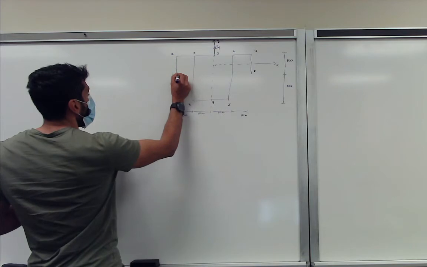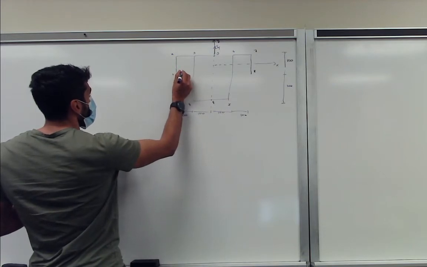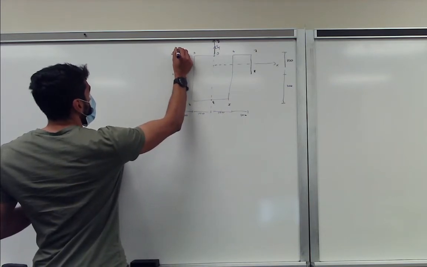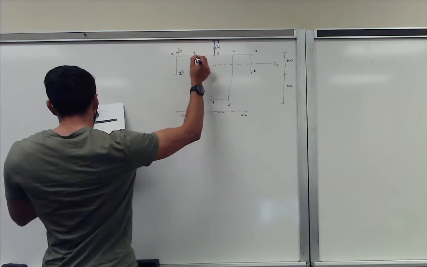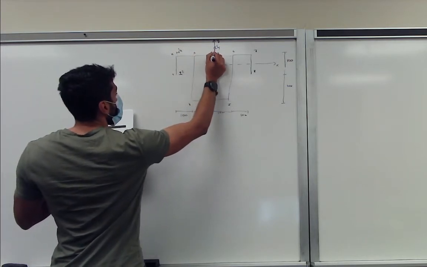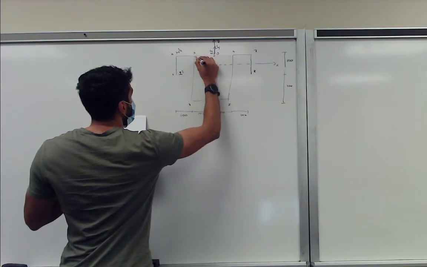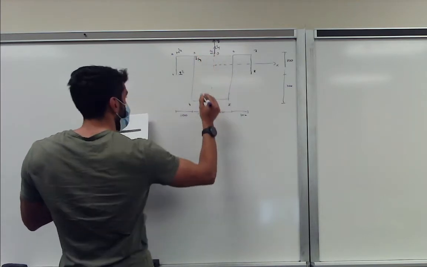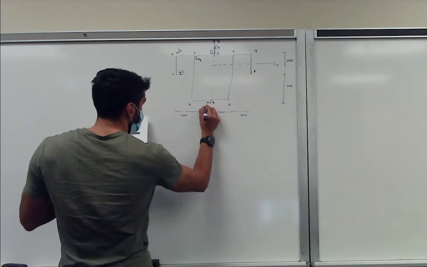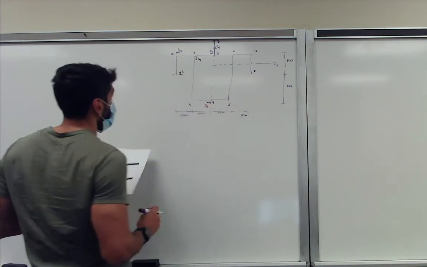The book gives you the following paths. This is path S1, this is S2, this is S3, and this is S4. And they define starting here as 5.